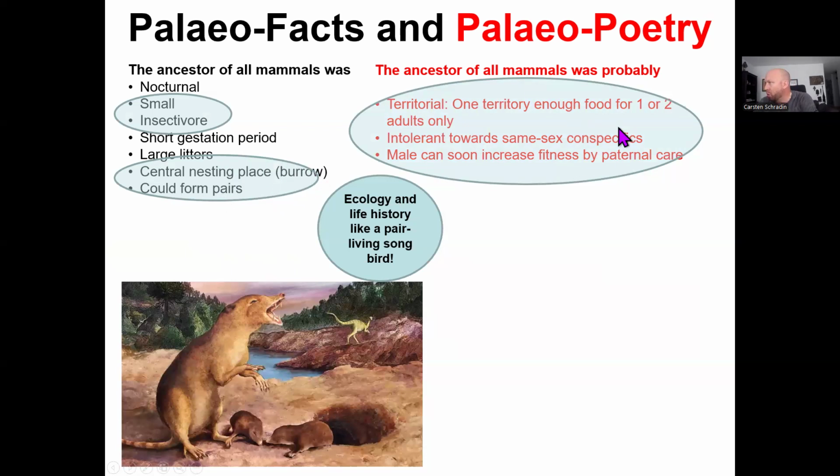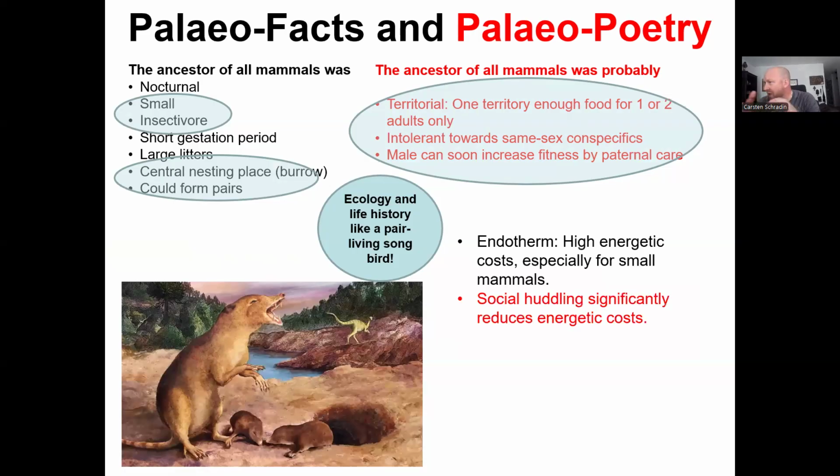the possibility to form pairs, being territorial, especially against same-sex conspecifics, they would very much resemble what modern songbirds are doing that are pair living with biparental care. And like small songbirds, early mammals were endotherms with high energetic costs, and they're especially high for small mammals because of a high surface-to-volume ratio. They're more likely to lose heat, and we know these days that small mammals especially benefit from group living because of social huddling, reducing energetic costs.